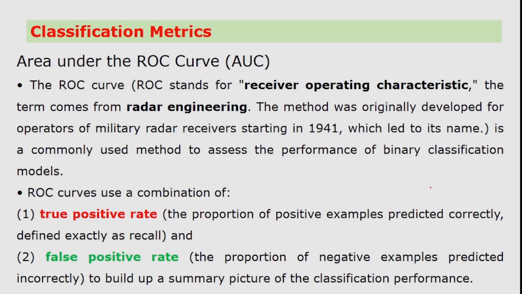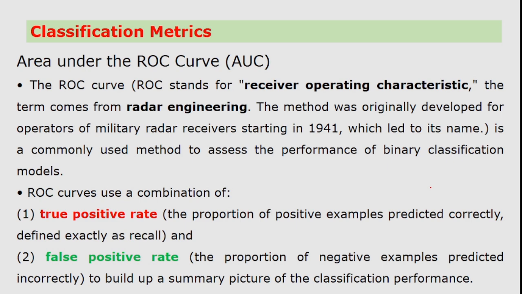So what is meant by area under the curve? ROC curve. ROC normally stands for receiver operating characteristics. It is the expansion of ROC. Mostly it is used in radar engineering. By the year 1941 they had used this type of technology in military radars. So the ROC curve is a combination of two things: one is true positive rate, another one is false positive rate.